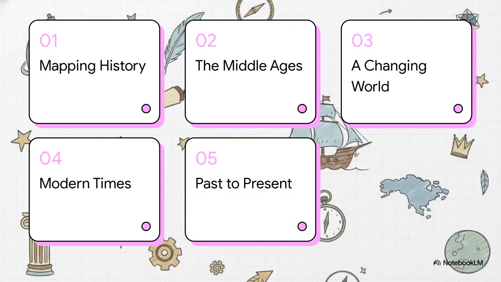Okay, quick look at our agenda for today. 1. Mapping modern world history. 2. Unit 1, the Middle Ages. 3. Unit 2, a changing world. 4. Unit 3, modern times. And finally, 5. Connecting past to present. Let's get right into it.